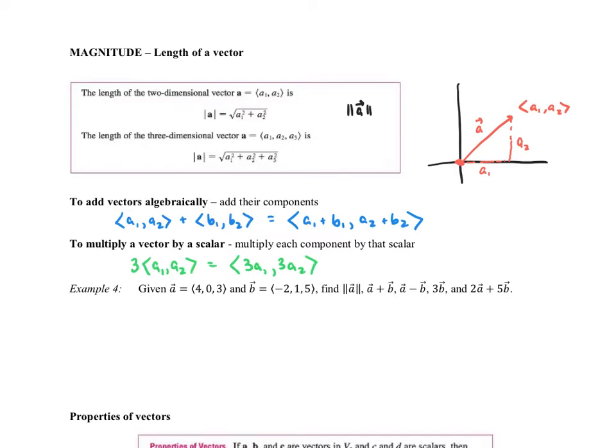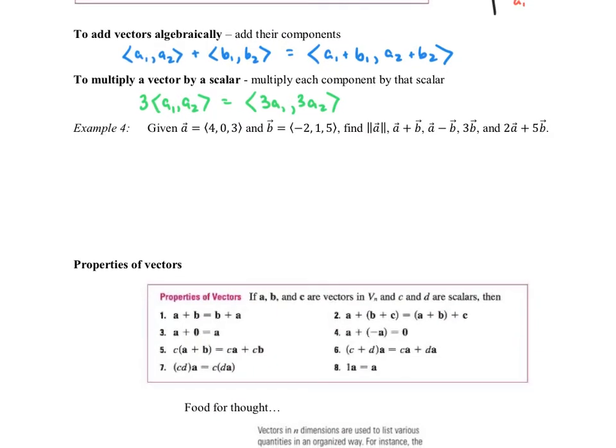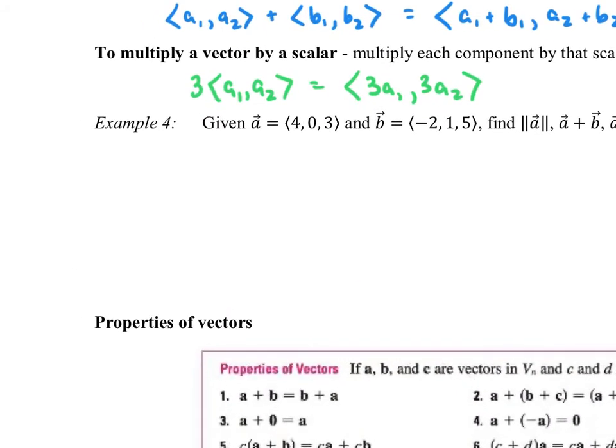All right, let's do example 4 and put a number of these things together that we've been studying. So we have our vector A and we have our vector B, and we're going to first find the magnitude of A. The magnitude of A will be the square root of, so we're going to take 4 and square it, and 0 and square it, and 3 and square it. So that gives us the square root of, let's see, that's going to be 25 because it'll be 16 and 9, and so our magnitude is 5.